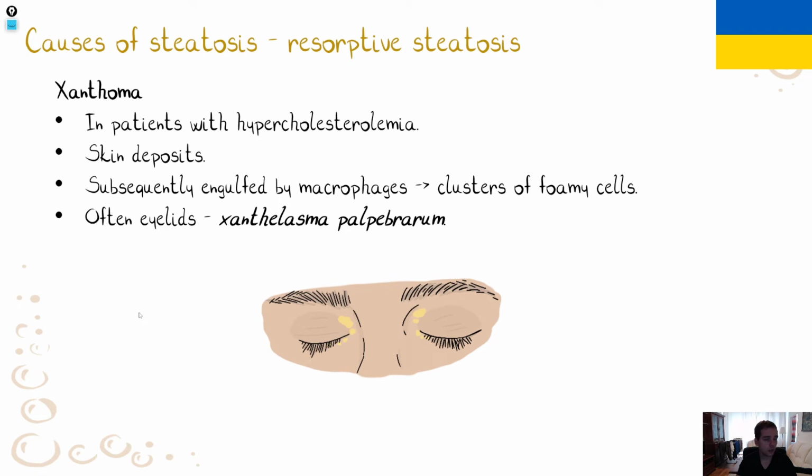Xanthoma. Xanthoma can be quite often seen in patients with hypercholesterolemia, and xanthoma means skin deposits of lipids which are subsequently engulfed by macrophages, and they create clusters of foamy cells in the skin, in dermis. And you can see it as multiple yellow spots or plaques. Quite often it can be seen on eyelids, which is called xanthelasma palpebrarum.